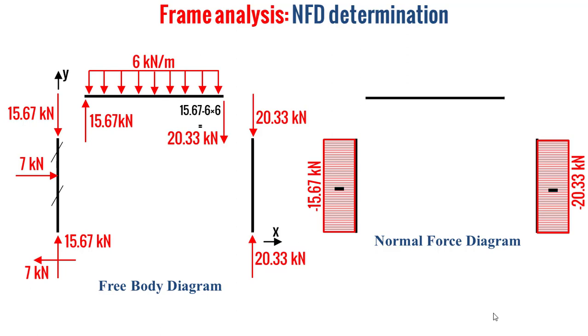For the beam, we have only shear force. We have no normal forces, so we will have 0 kilonewton as normal forces along the beam. Now I'll explain how to determine the shear force diagram.